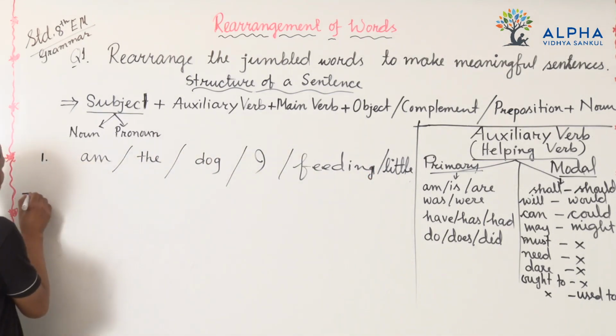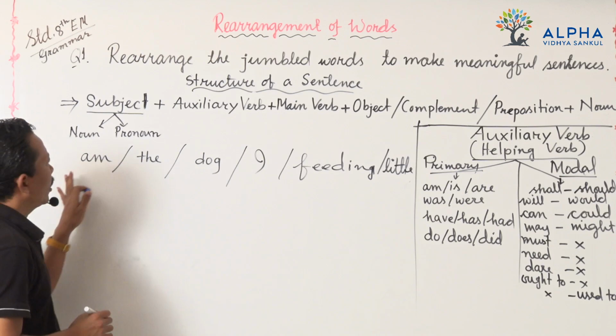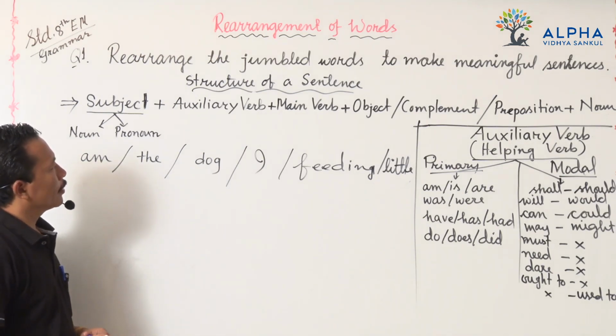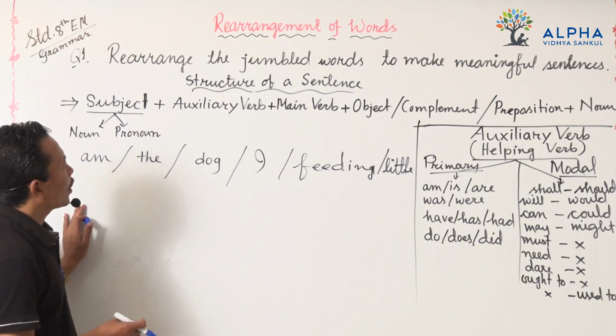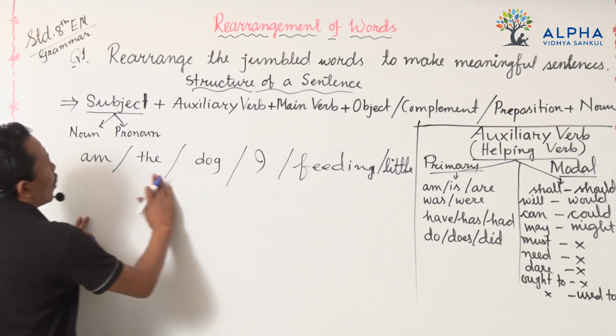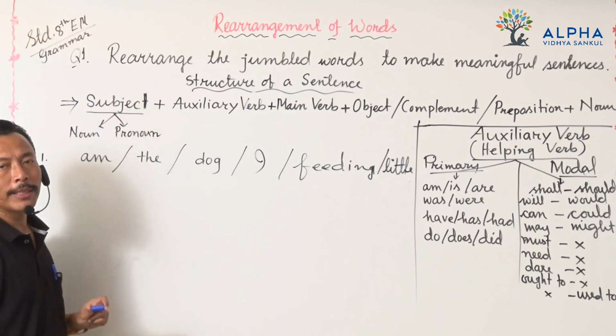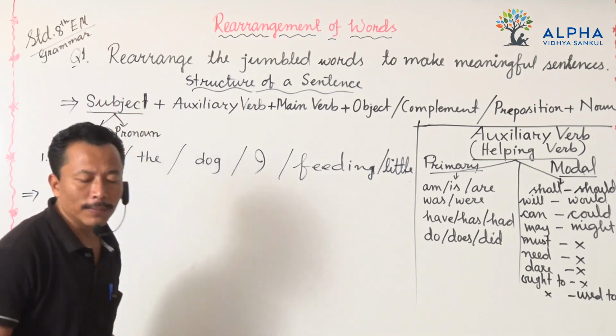Students, let us try to arrange this. Am the dog feeding little? Okay. Our first rule is, students, we have to find out the subject. Where is the subject? We have to find out the subject first.